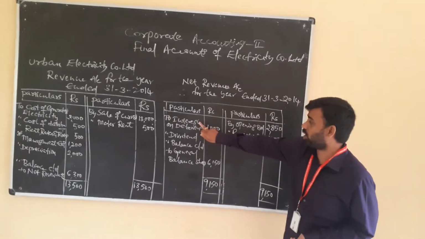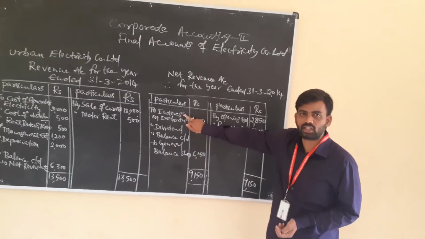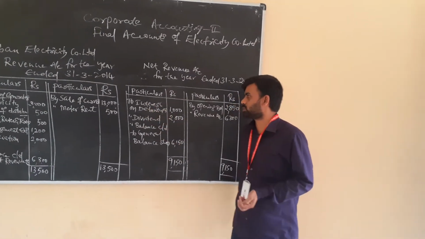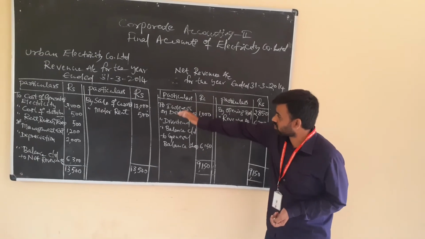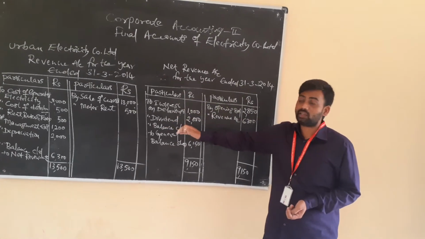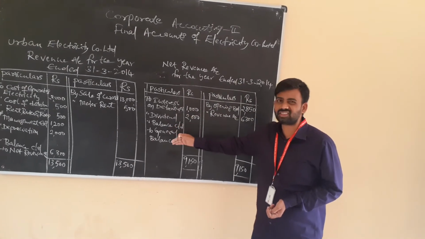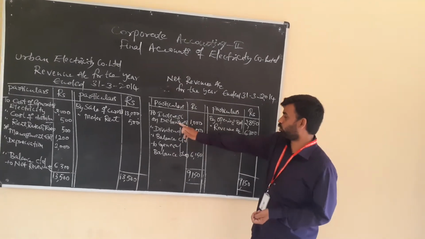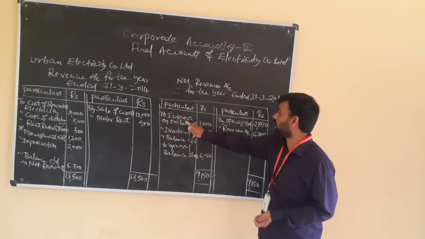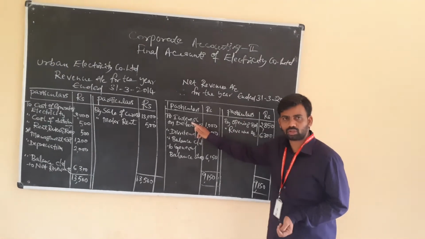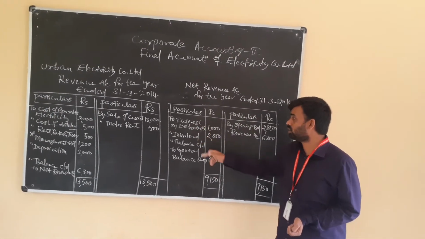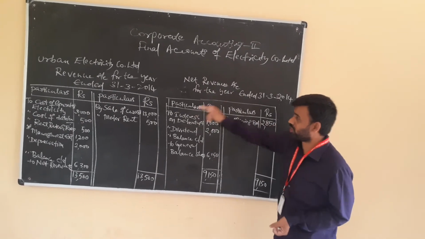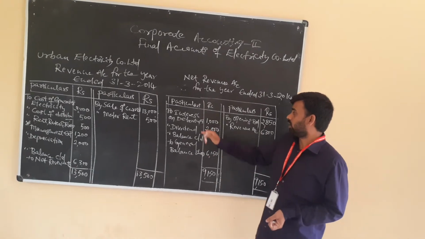Then start recording all the indirect expenses which are given in the trial balance. These are considered as indirect expenses because these expenses are not directly related to the production and generation of power or electricity. Therefore, this needs to be apportioned or distributed on the basis of current year revenue which we found out in the revenue account.